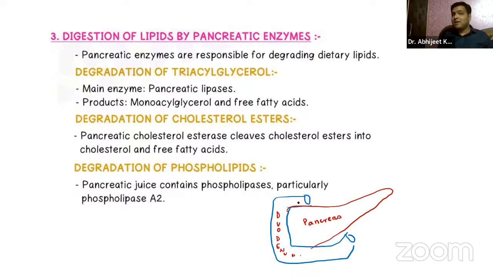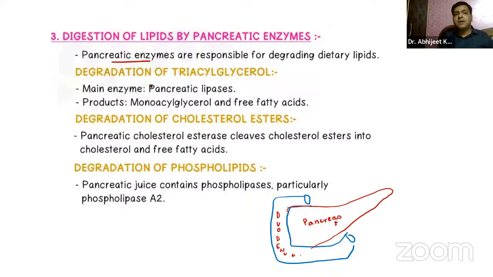Now, the pancreas basically helps in digestion through its enzymes. You already know in the mouth we have lipases, and in the stomach we also have gastric lipases, but they are doing very minimal digestion. Apart from that, in the small intestine, we have epithelial cells, which are also helping in digestion. Even the liver, with bile salt synthesis, acts as an emulsifying agent. Apart from that, guys, these pancreatic enzymes are also responsible for the degradation of triacylglycerol, right?